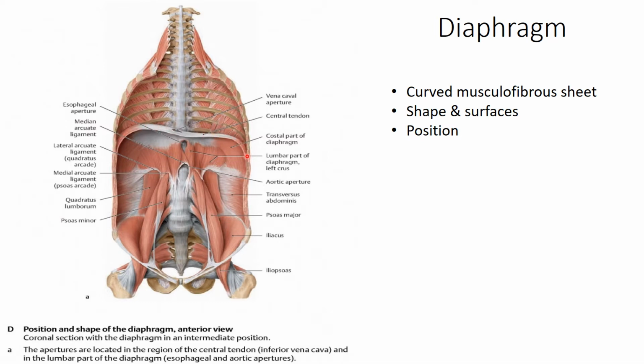Now the right dome of the diaphragm is higher than the left dome. Its position also varies depending on the build of the individual. If the individual is short and obese, then it is higher, and if the individual is tall and lean, then it is lower. It also depends on whether the individual is supine or erect. In the supine position it is higher, and in the erect posture it is lower.